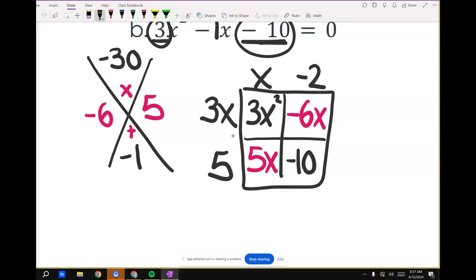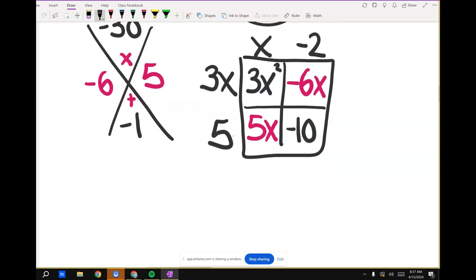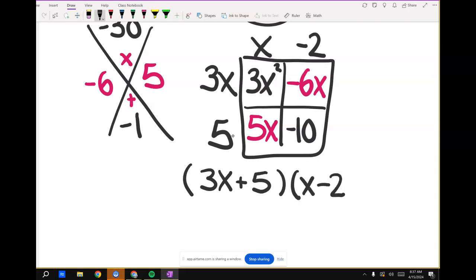And again, we can check. 3x times x is 3x squared. 5 times x is 5x. 3x times negative 2 is negative 6x. 5 times negative 2 is negative 10. Everything works. So I take my row headers and my column headers and group them together in parentheses: 3x plus 5, x minus 2.